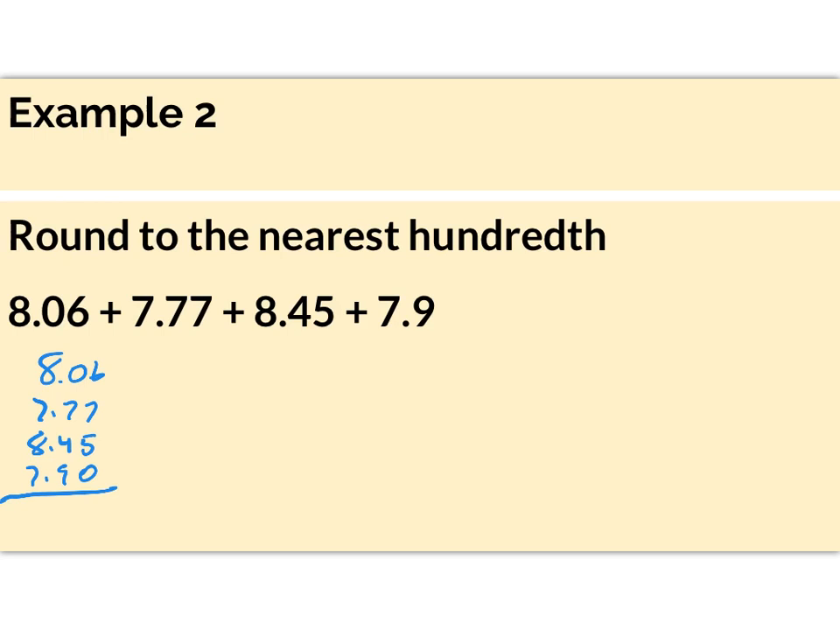6 and 7 is 13, plus 5 is 18. 7 plus 4 is 11, plus 1 is 12, plus 9 is 21. 10, 17, 25, and 7 is 32. Okay, that's example 2.